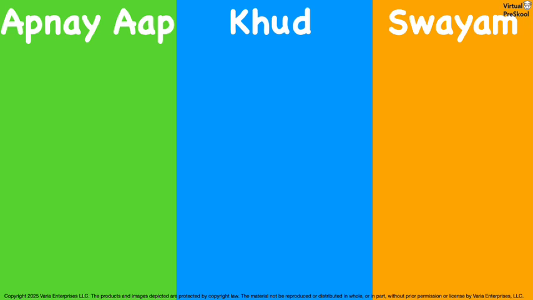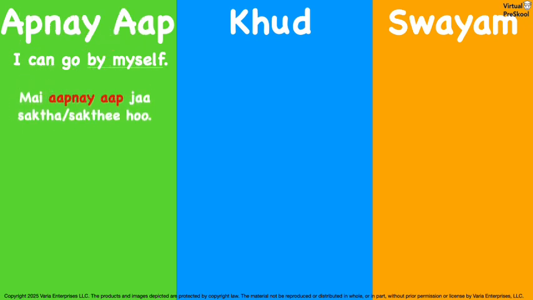Because, remember, Hindi is a precise and poetic language, and words evoke emotion. So let's understand with an example. Let's do the example, I can go by myself. In Hindi, it's मैं अपने आप जा सकता or जा सकती हूँ.